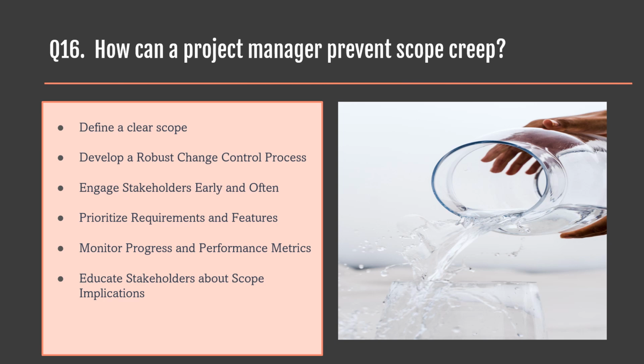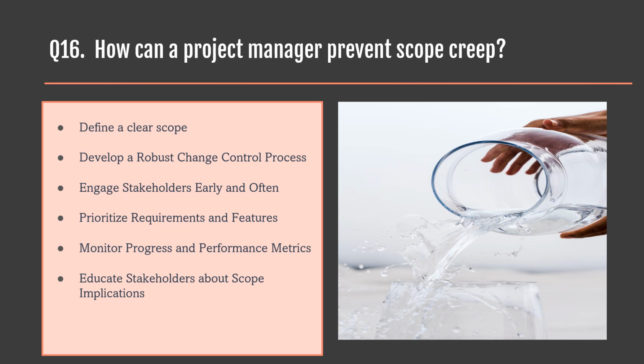Question number 16. How can a project manager prevent scope creep? Preventing scope creep is essential for project success and requires proactive management by the project manager. Mary first clearly defined the project scope, detailing the app's features, functionalities, and objectives, as well as explicitly identifying what was out of scope after having workshop with all the stakeholders.